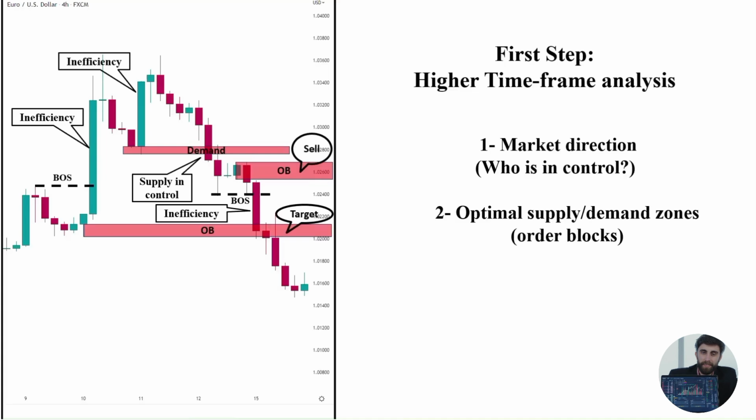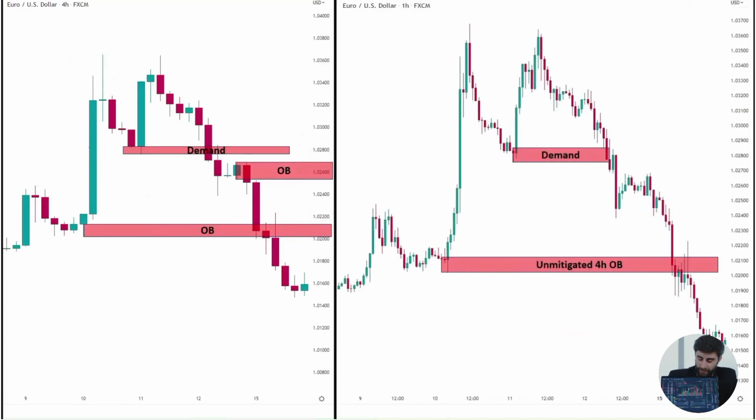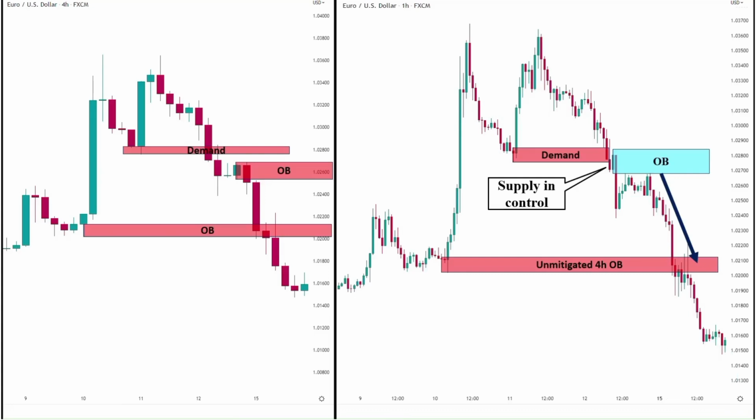We can see much more detail if we look at the same chart in a 1 hour time frame. This is where supply took control in the higher time frame. So now we have both a higher time frame and lower time frame bearish bias. So here we have a perfect order block formation that could have been a selling opportunity, and our target would have been the unmitigated 4 hour order block. So this was just an example to explain how we analyze the chart in the higher time frame.